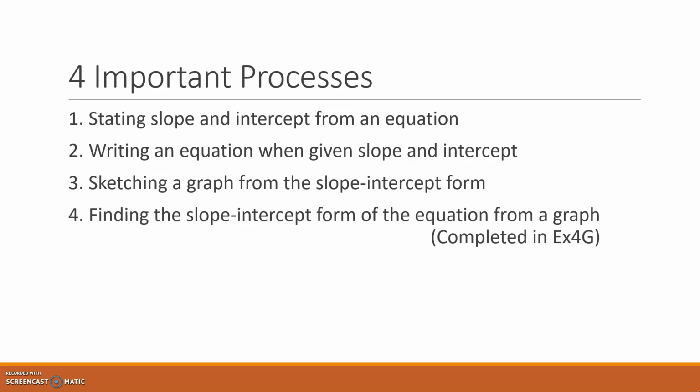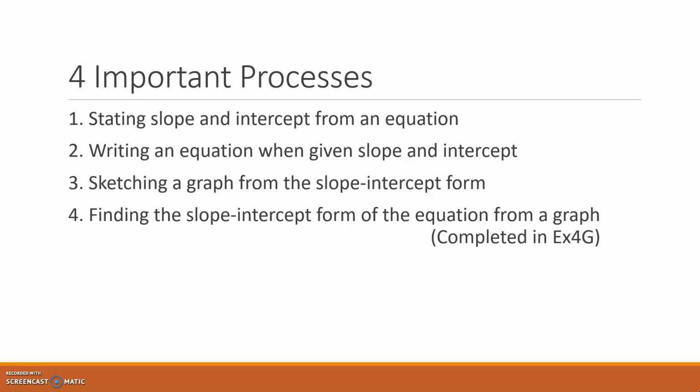The first one is stating the slope and intercept from an equation. So we can take an equation, and then we can say, what is the slope and what is the intercept? That's quite easy, and we'll take a look at some more examples. Two is writing an equation when we're given the slope and intercept. So we could say m is equal to 2 and c is equal to 3. What's the equation of this straight line? That's also quite easy, but we'll look at some examples there.